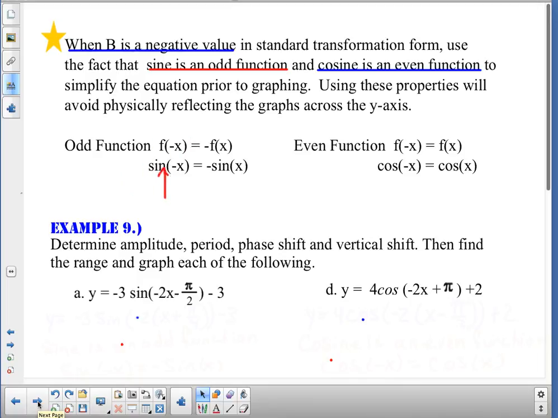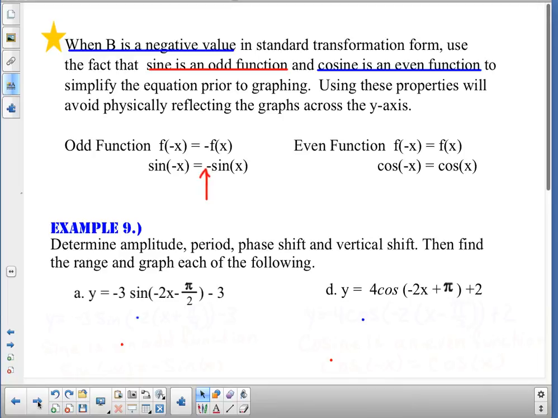Remember, sine is odd. So when I have an odd function, the opposite of x is the same as taking the opposite of the entire function. If I put that -x in, it's the same as this. So when I do this with sine, if I have a negative b value, I can bring that out, and now that negative sign goes with the amplitude, and it doesn't affect the b. That's how I will deal with reflecting across the y-axis.